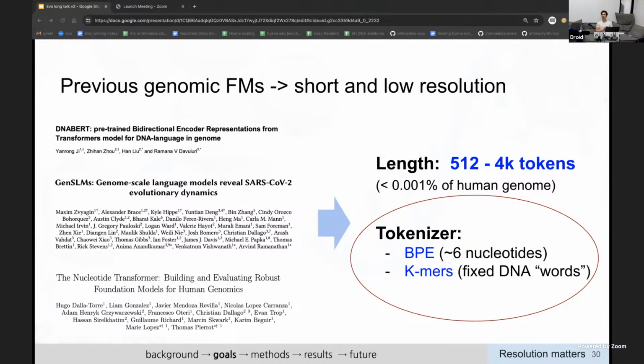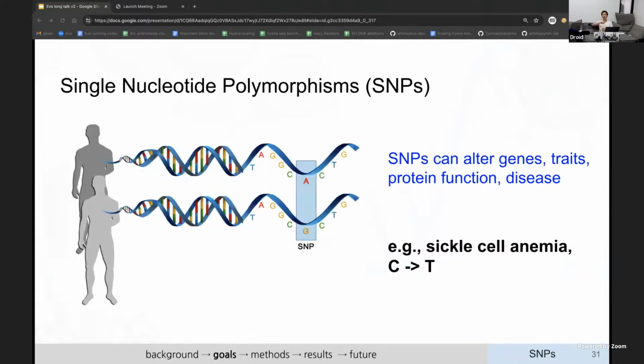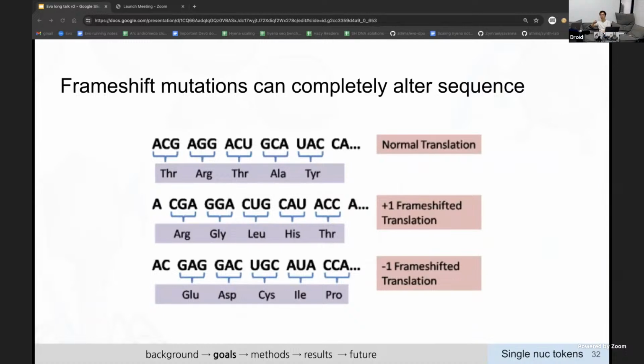So coming back to the constraints of existing models, I do want to talk about the tokenizers, right? So the resolution of your data. And a key difference in language and DNA is that single character changes really matter in DNA. So you have things like SNPs, or single-nucleotide polymorphisms, which show that in the right positions, a single character swap will mean a difference in what genes you have, what traits, what protein functions, and even what type of disease might be present in that cell. And so it's really important to have high resolution in your tokenization.